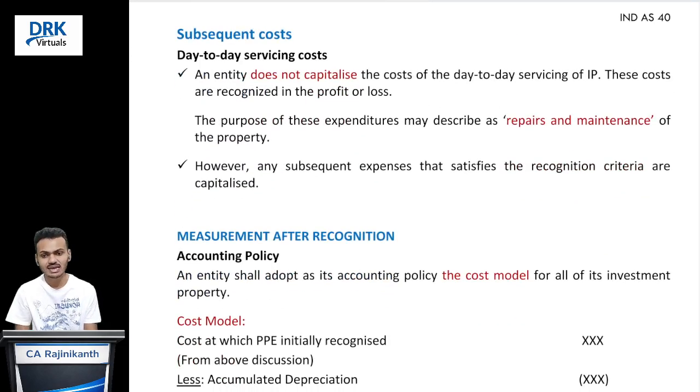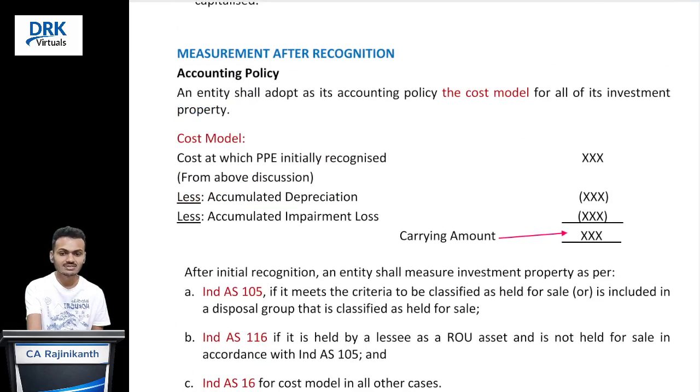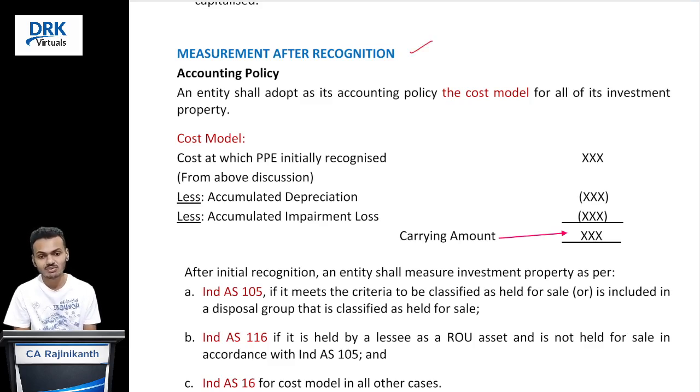If we incur any subsequent cost after such initial recognition, we can capitalize that subsequent cost if it satisfies the recognition criteria. Otherwise, you charge it to the profit and loss account as an expense. We can call it repair and maintenance expense, right? So till now we have discussed initial recognition and subsequent cost. Now we are going to discuss subsequent measurement.